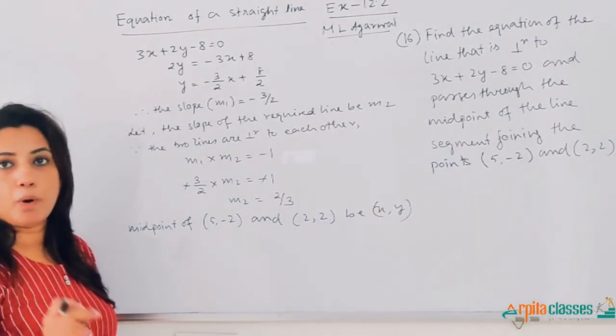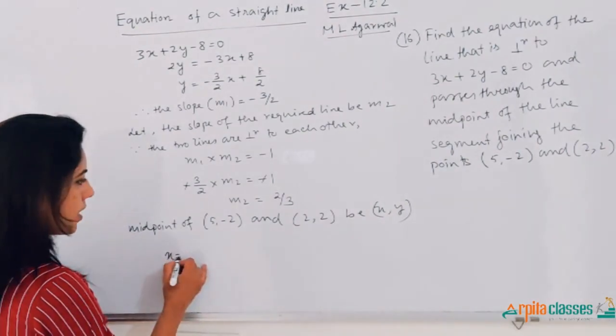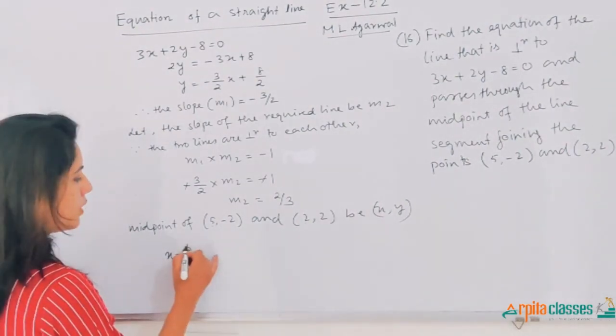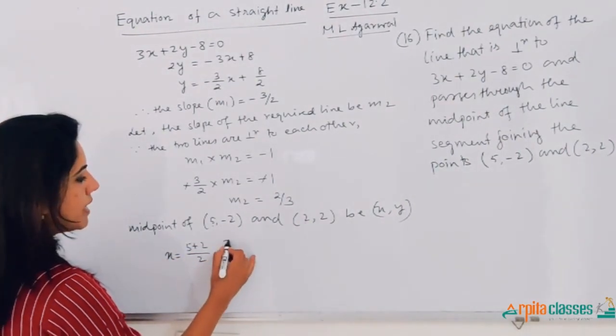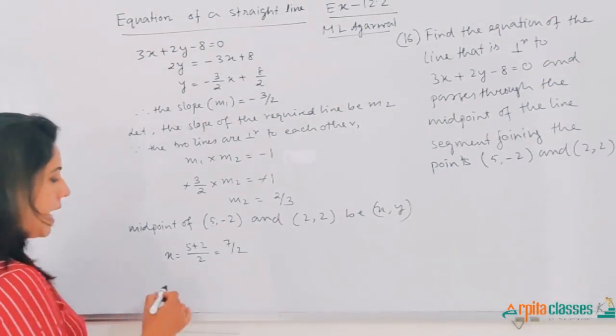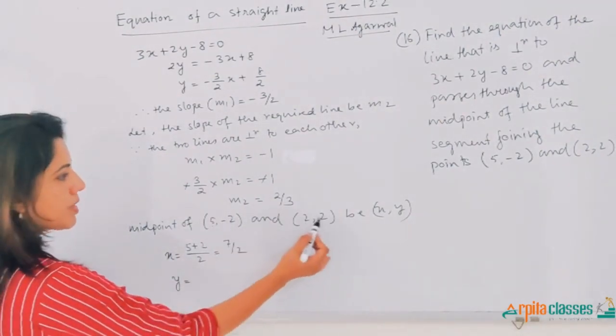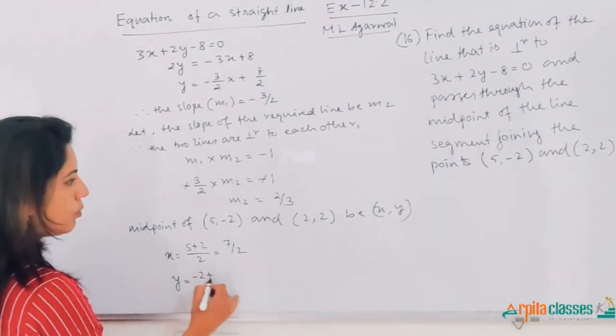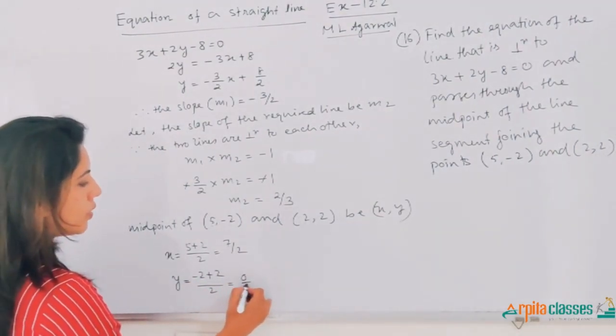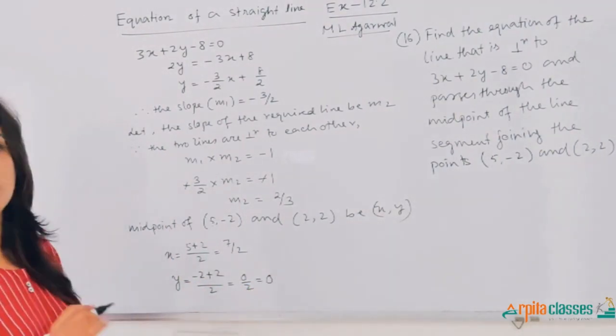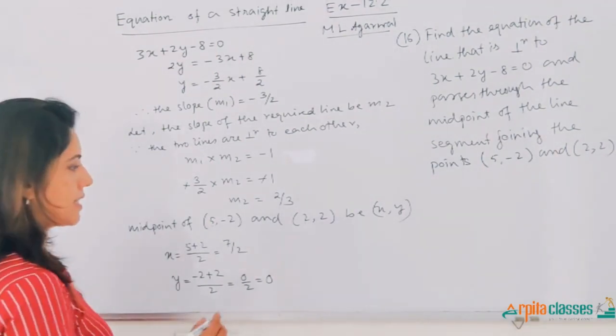I consider the midpoint to be (x, y). So x is equal to (x1 plus x2) by 2, so that's (5 plus 2) by 2, which is 7 upon 2. And y is equal to (y1 plus y2) by 2, so that's (minus 2 plus 2) upon 2, 0 upon 2, that is 0. So we got the point through which the line passes.